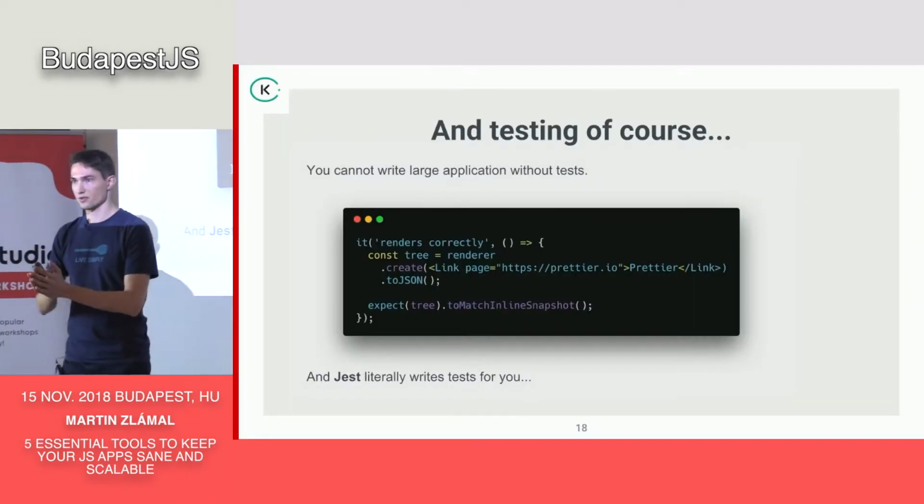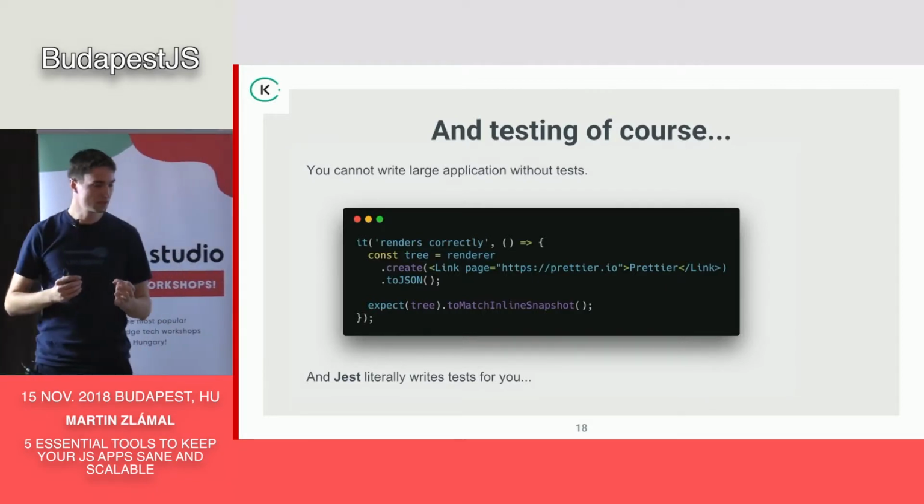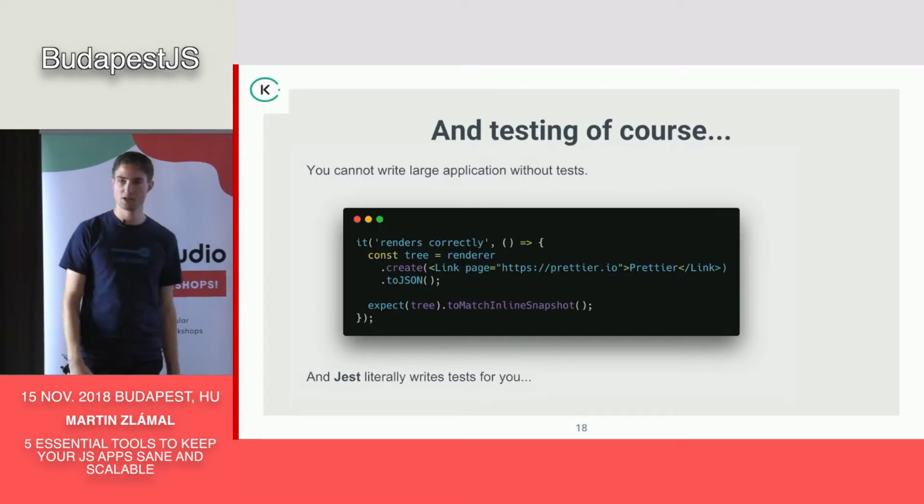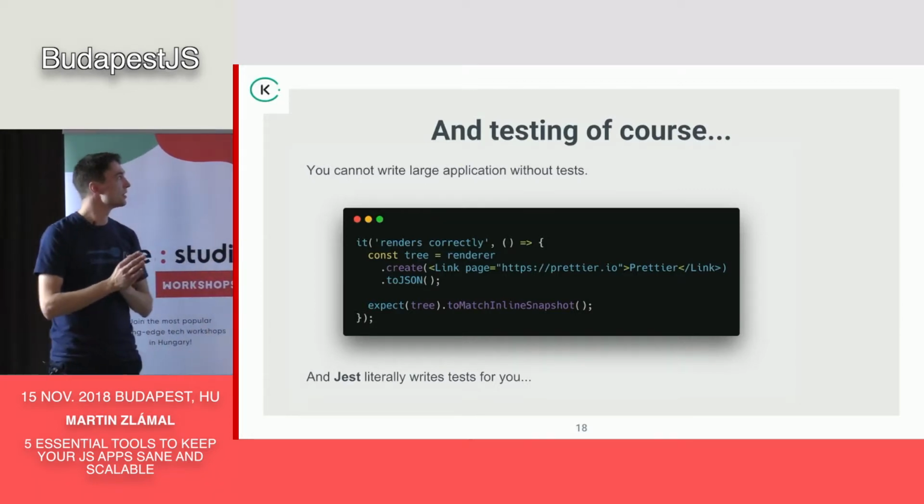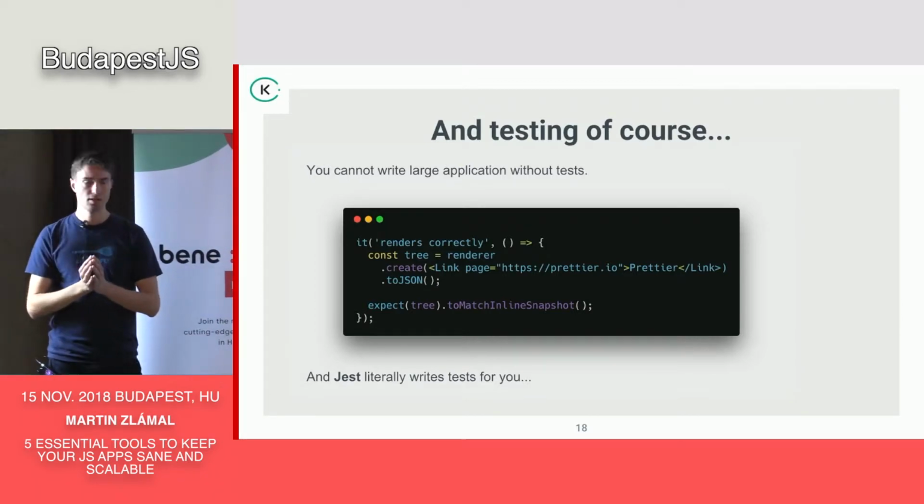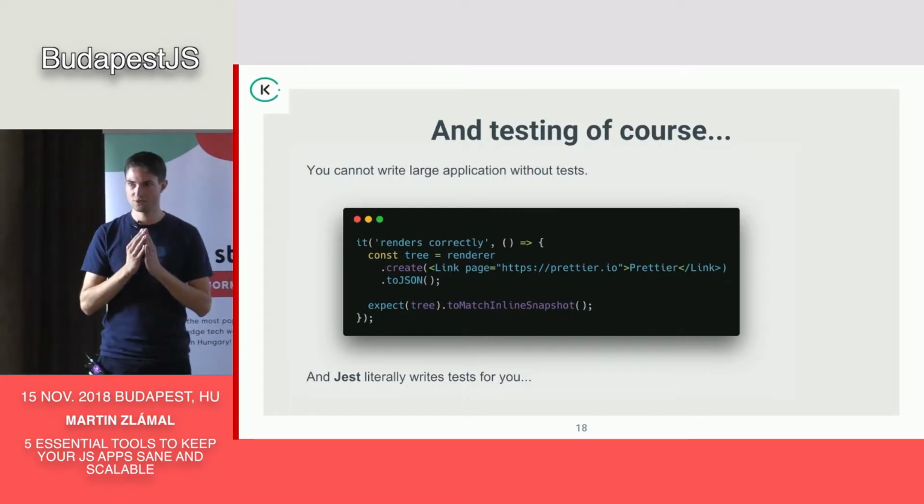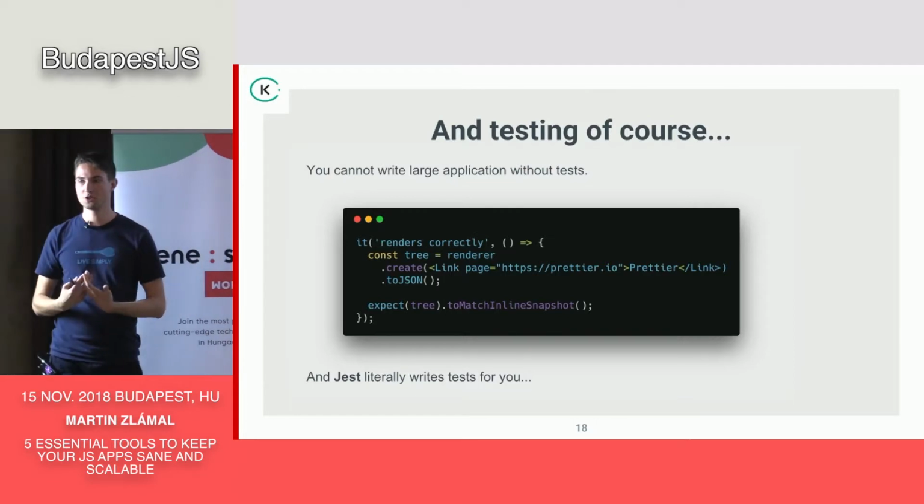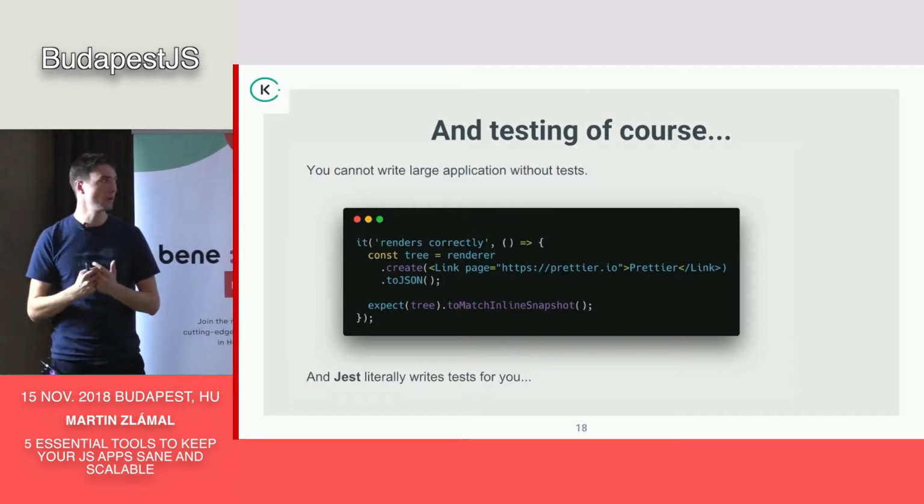And testing, of course. That's the last bit that is super important in order to have large applications that are here forever. Now we use Jest. We use Jest because it's really fast. We like the API, and we like some cool features that are in the Jest framework.